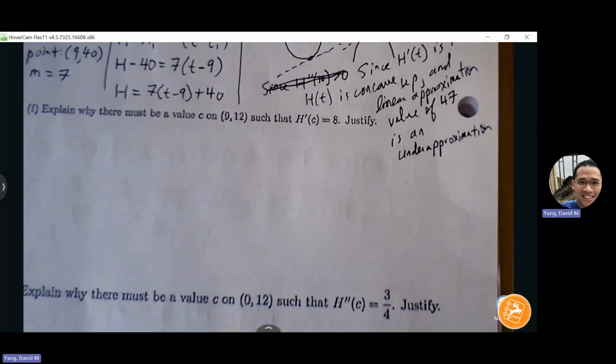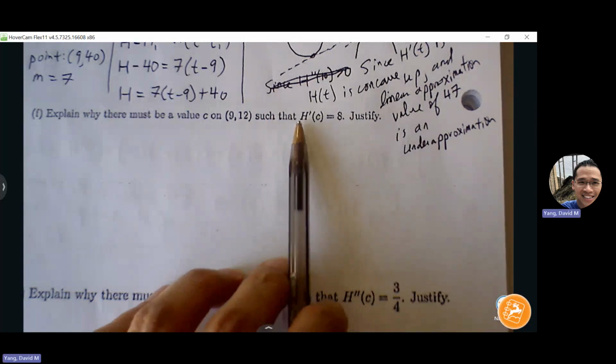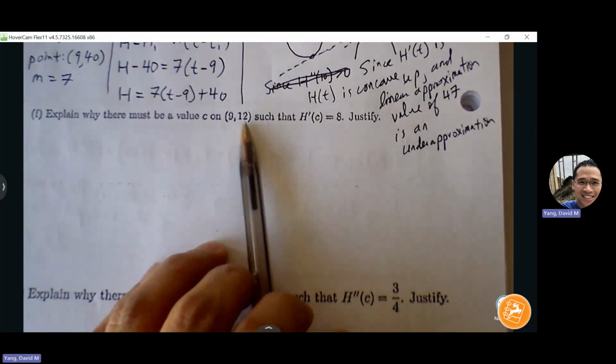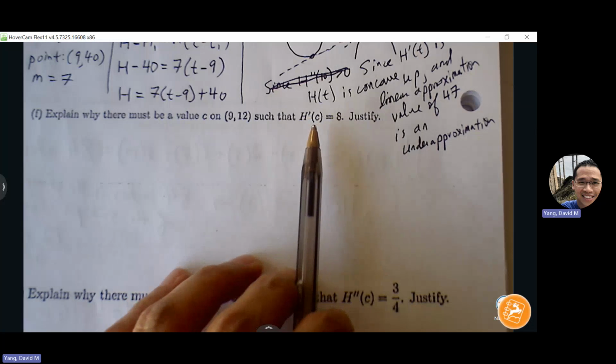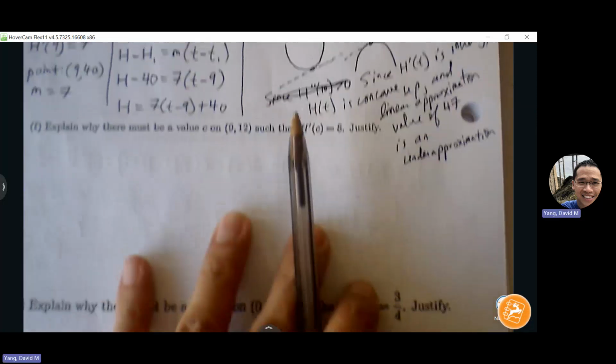Okay, F and G are really popular things that College Board likes to test students on. So let's talk about this. Explain why there must be a value C on the interval from 9 to 12 such that H prime of C is equal to 8. Okay, let me phrase this a different way. Can we guarantee that between the 9th and 12th minute, there's going to be a time where the rate that the sand is added to the pit is exactly 8 inches per minute? Yes.